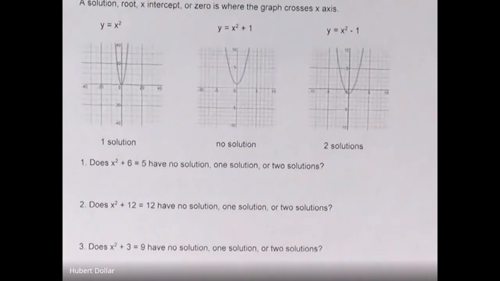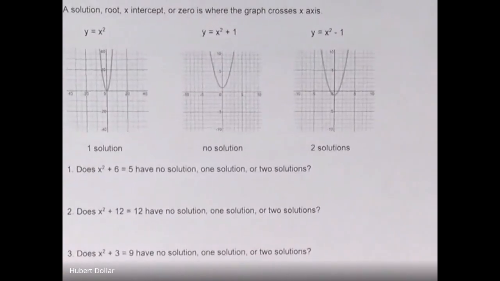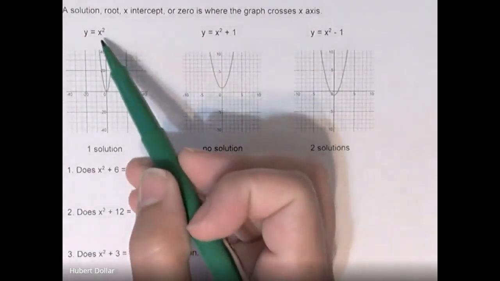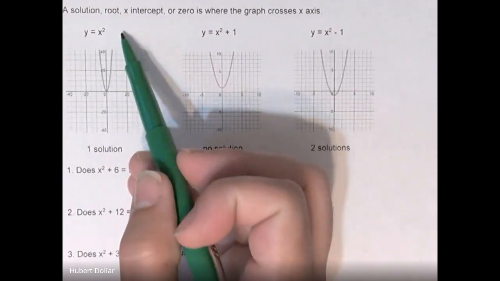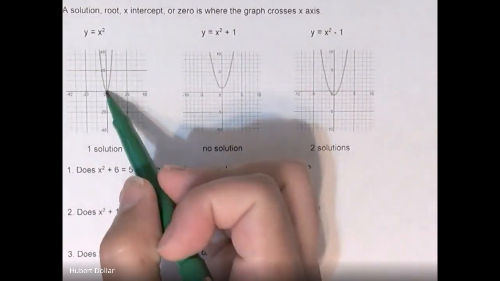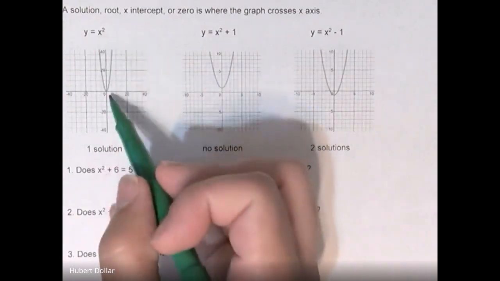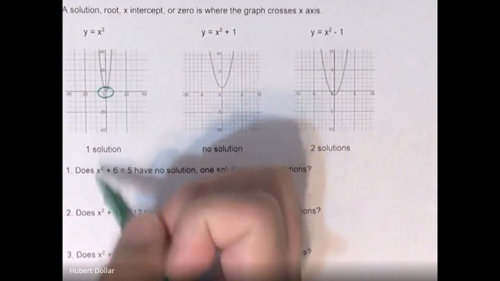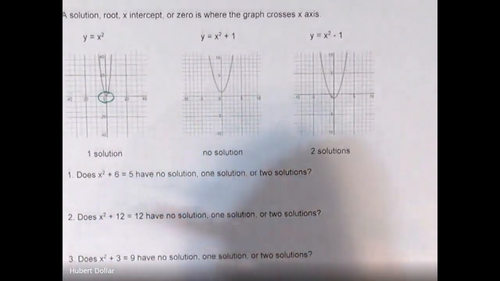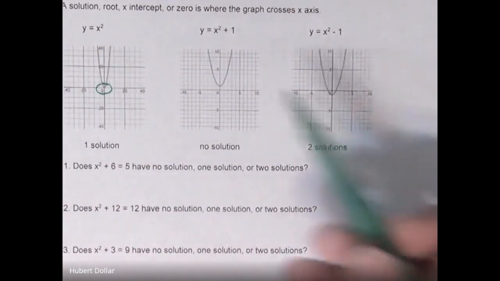Now, looking at these three graphs, y equals x squared. Y equals x squared because there's nothing added to the x squared. Then the vertex is at 0, 0, and it goes over 1, up 1. Now, because it crosses the x-axis just one time, there's one solution, or root, x-intercept, or zero.